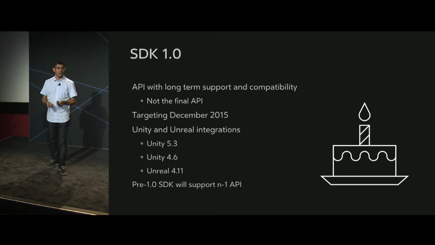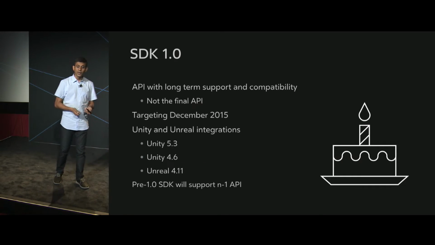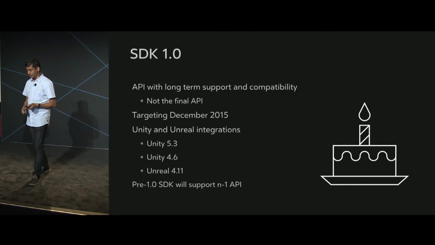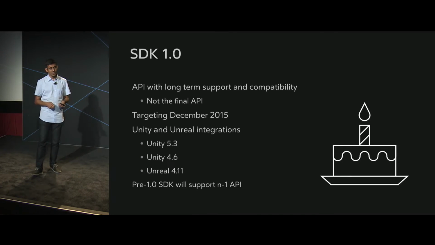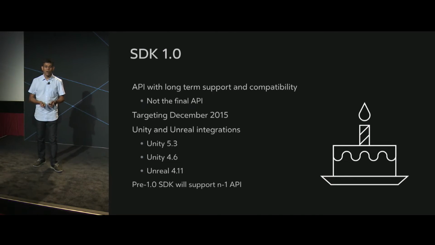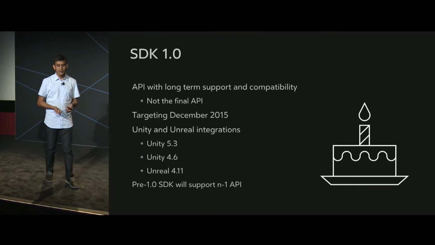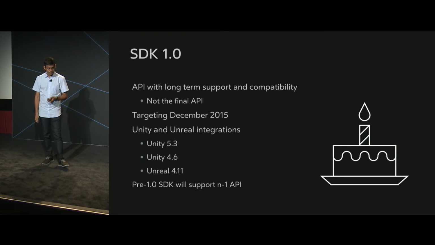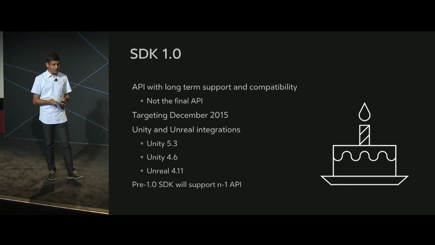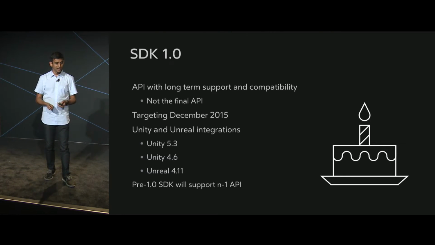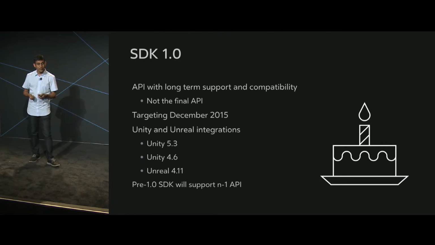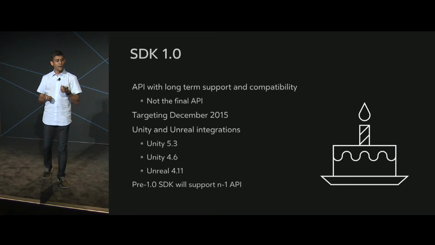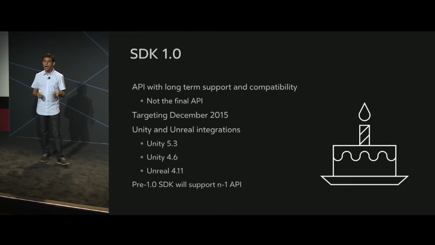Note, this is not going to be our final API. We fully intend to continue working on adding new features and new functionalities and improving things in our SDK on a regular basis. However, after we hit SDK 1.0, all of those changes will be done in a non-breaking and in a compatible fashion. So we'll be mostly additive changes. We hope to get up-to-date Unity and Unreal integrations that support our SDK 1.0. We are currently hoping to have Unity 5.3, also Unity 4.6, and then Unreal 4.11 support our SDK 1.0.